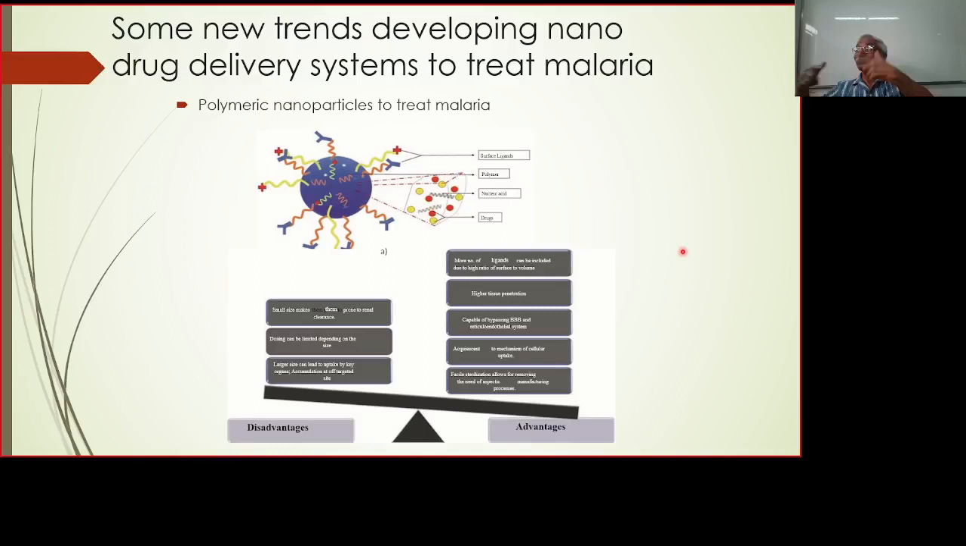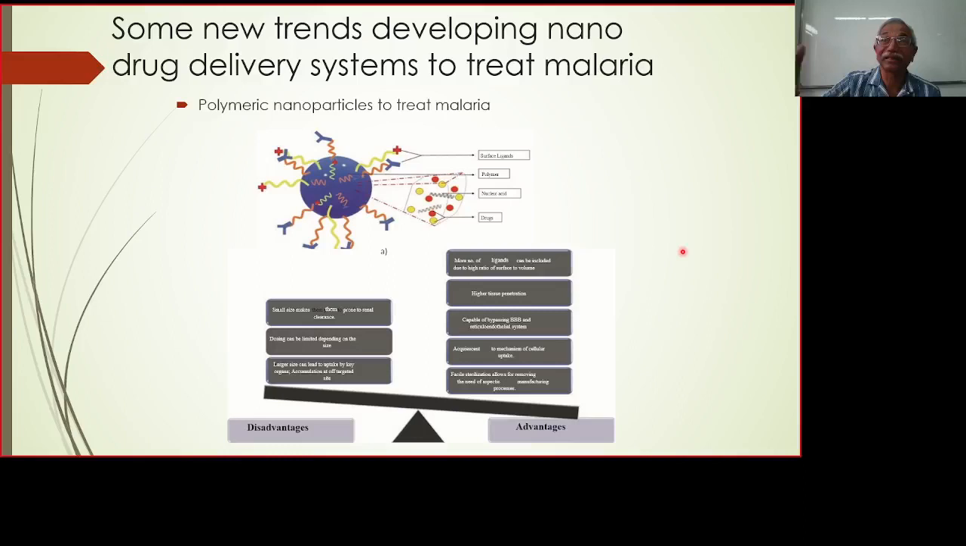They can get into circulation very easily, and they are even smaller than your red blood corpuscles, RBC or WBC. So they will always move around, and if they get accumulated and then release the drug, that may create a challenge, and this is the one which is very important.